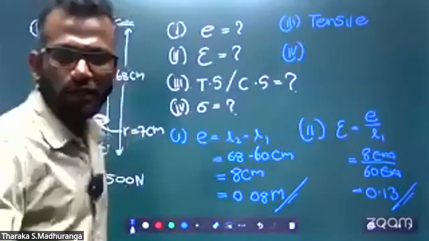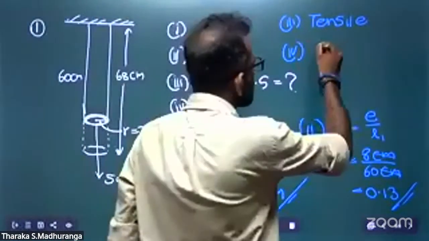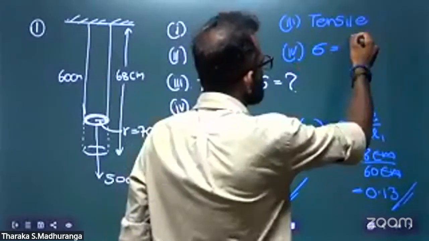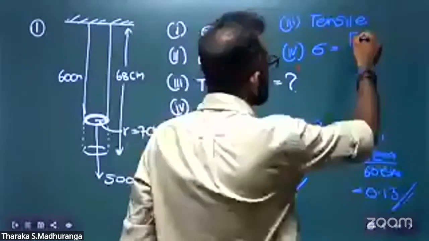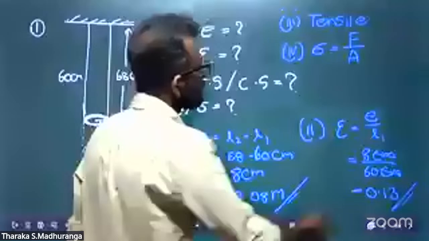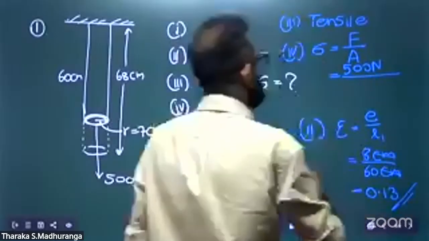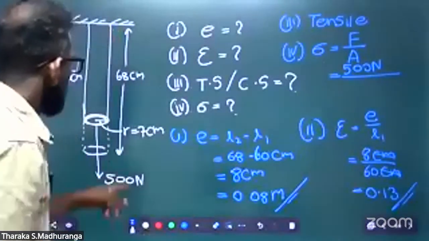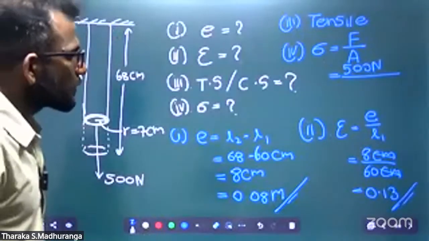Fourth one. Now the question asks for the tensile stress value. How do we calculate it? Sigma equals F over A. The perpendicular force is no problem. It is 500 Newton. The radius is given in centimeter.